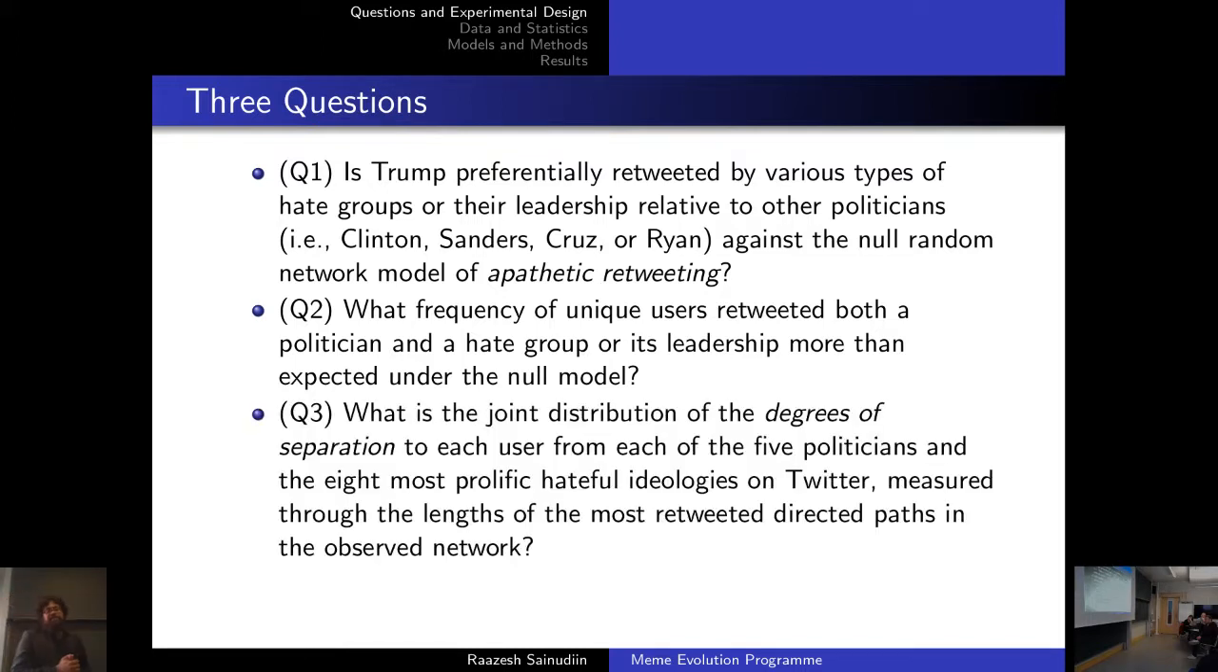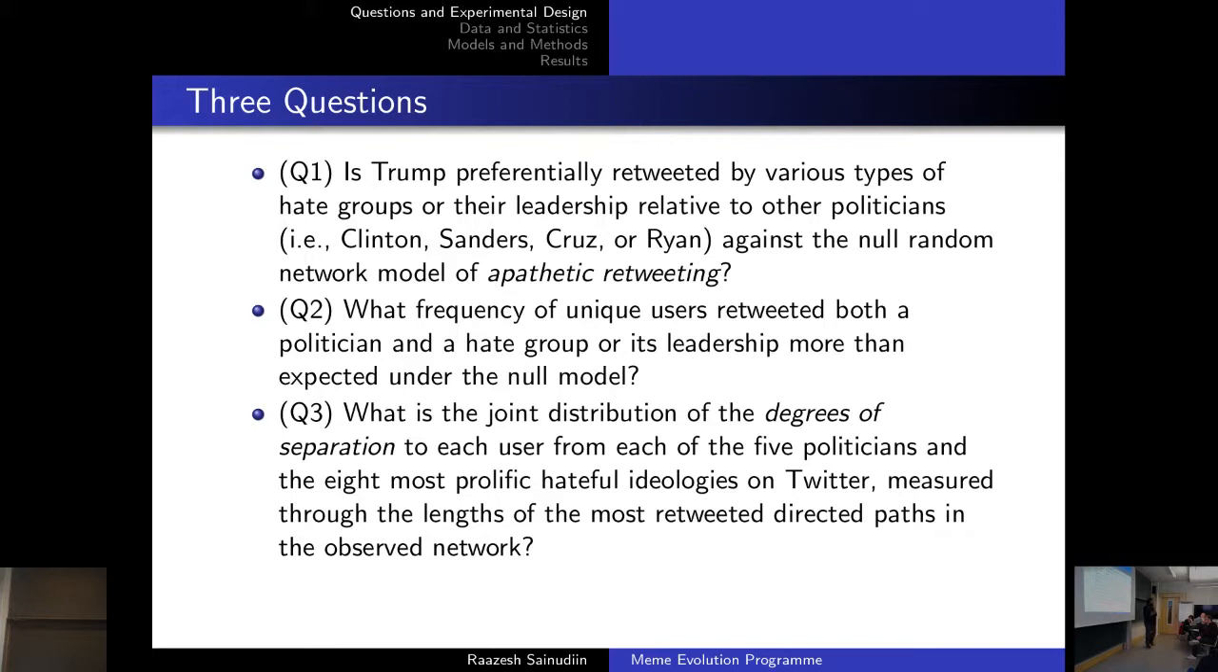And then question 3 is, what is the joint distribution of the degrees of separation to each user from each of the 5 politicians and the 8 most prolific hateful ideologies on Twitter, measured through the lengths of the most retweeted paths in the observed network? So this takes a lot of things Simon talked about, like betweenness centrality, degrees of separation.